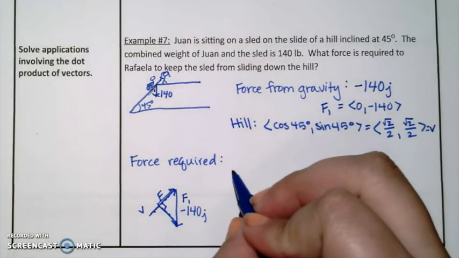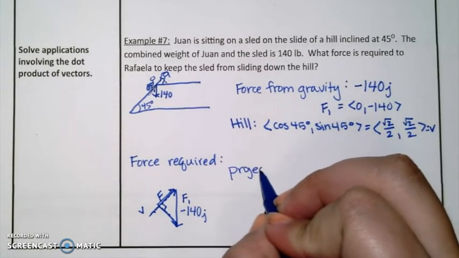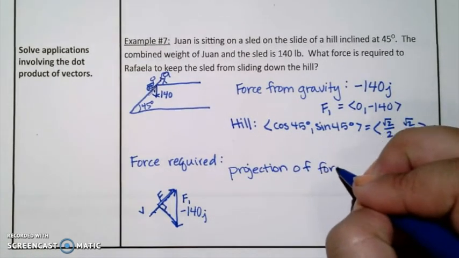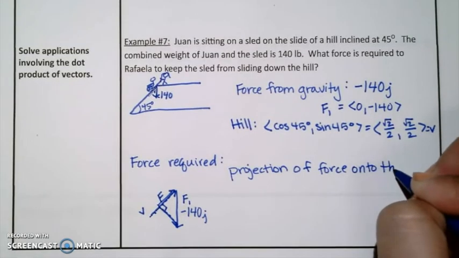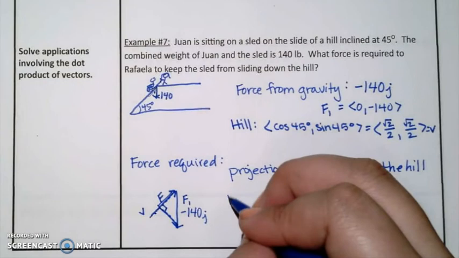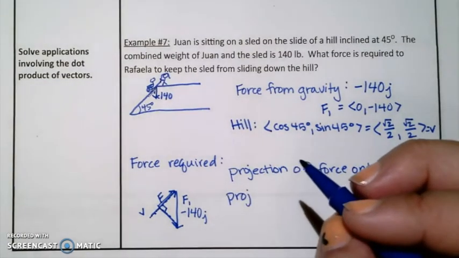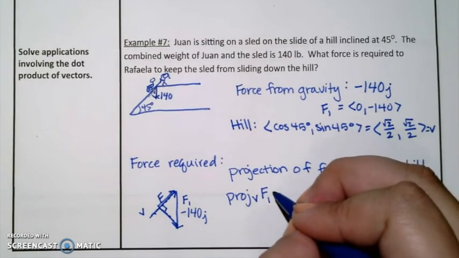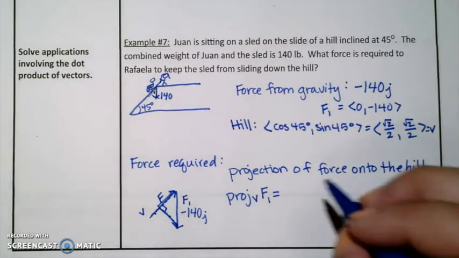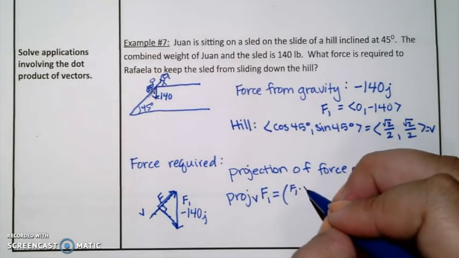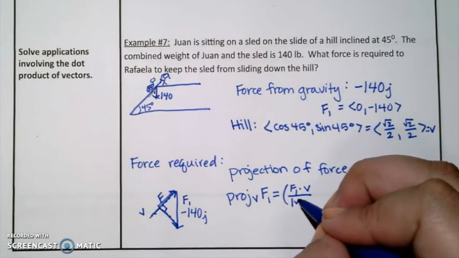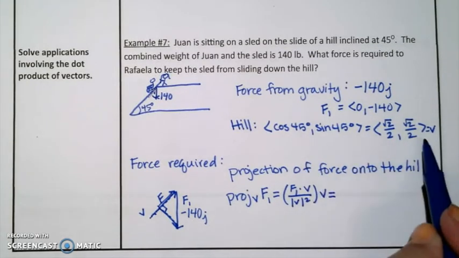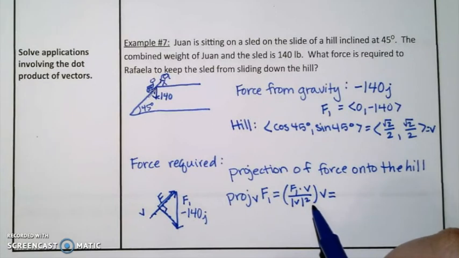So we're looking for the projection of force onto the hill. And we'll calculate that by the projection onto V of F1. From our equation, we know that that's F1 dot V divided by the magnitude of V squared times V. Now remember our V was a unit vector, so our magnitude is 1.